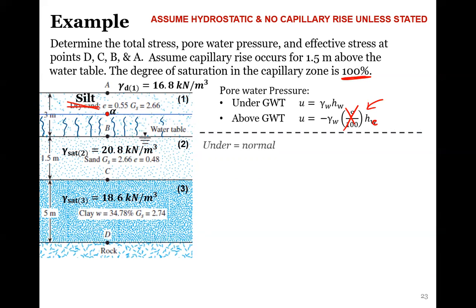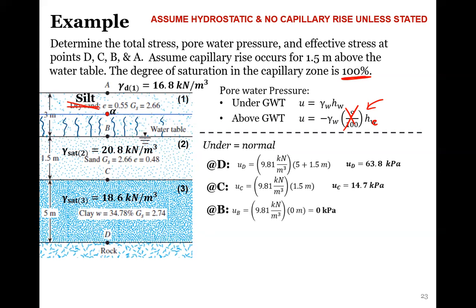So to calculate all of this, at D, it's normal, right? At C, it's normal. And at B, it's normal because we're all under or at the groundwater table. And it's not until we go above the groundwater table do we have to add this suction. So we have negative values here.